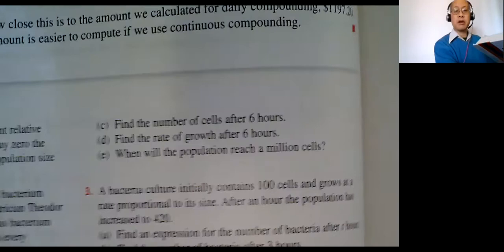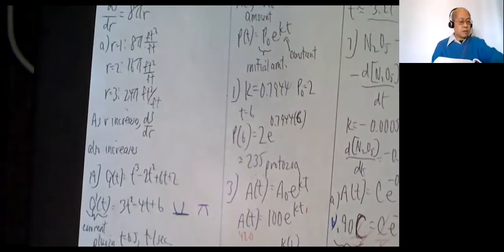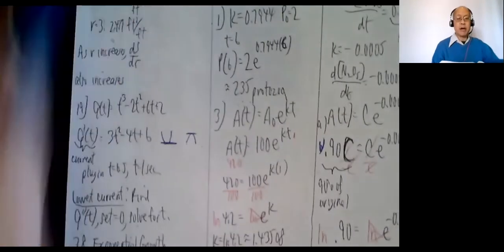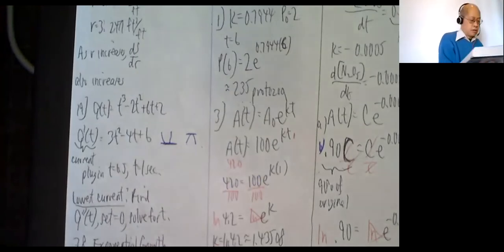Okay, 3, a bacteria culture initially contains 100 cells. Okay, that's my initial amount. And so I have to kind of bounce back and forth here. It'd be a lot easier if we met on campus and I could just leave the book there and use the whiteboard, but I can't. So initial amount is 100.